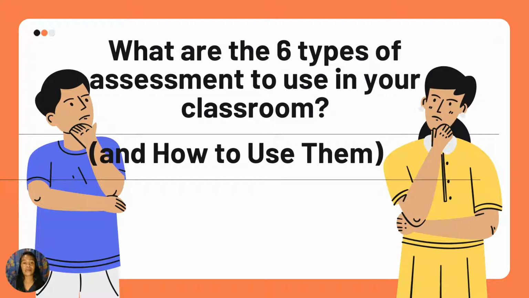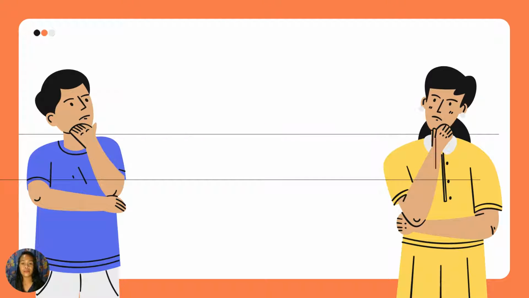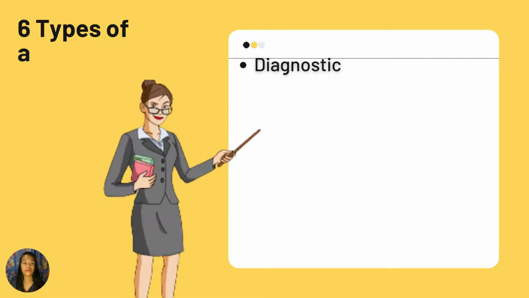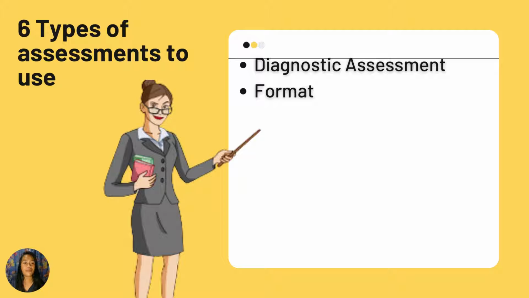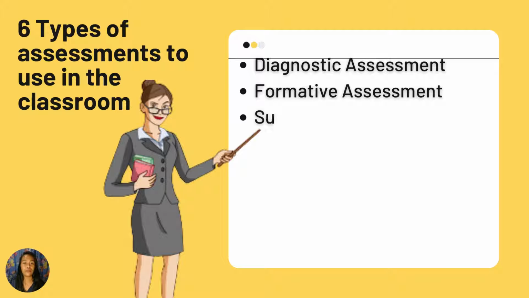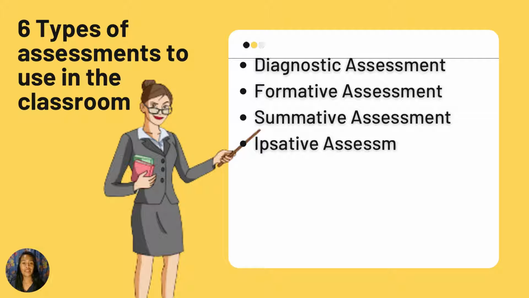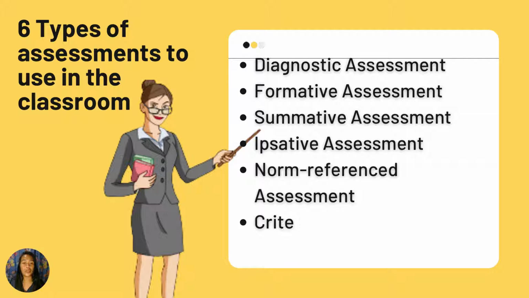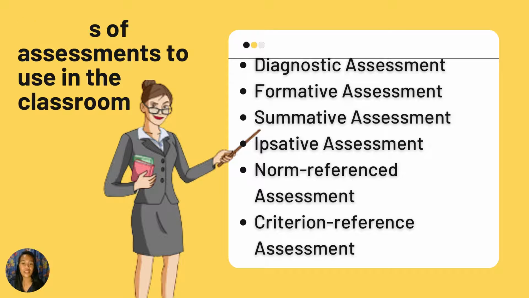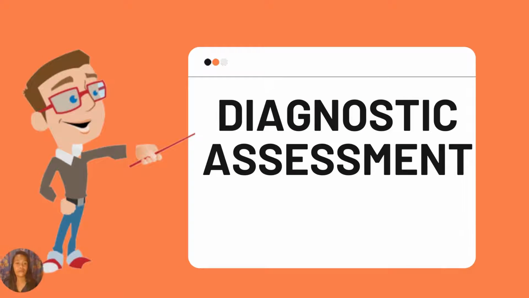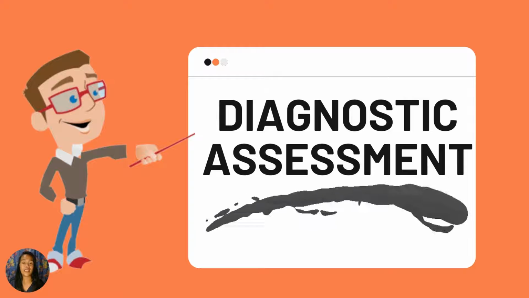What are the six types of assessments to use in your classroom and how to use them? The six types of assessments to use in the classroom are diagnostic assessment, formative assessment, summative assessment, ipsative assessment, norm reference assessment, and criterion reference assessment. Let's start with diagnostic assessment.